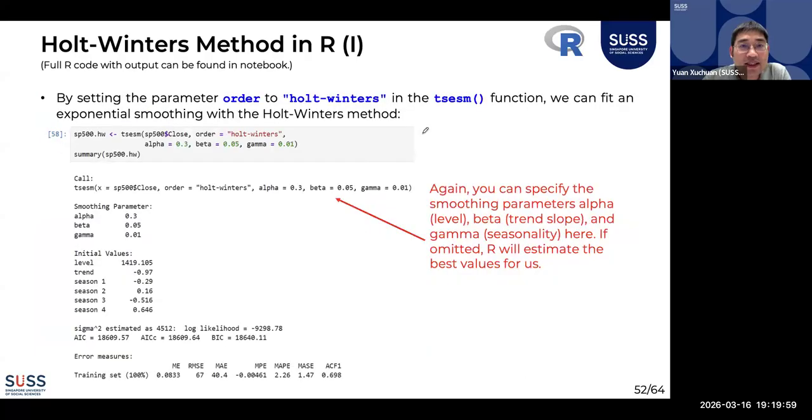And when you use the TS ESM function, you need to specify order equal to the Holt-Winters method, and then you give the parameter values for alpha, beta, and gamma. If you didn't specify those values, R will estimate the best values for you. And you can look at the AIC and BIC information criteria to compare which model best fits the data. Okay.